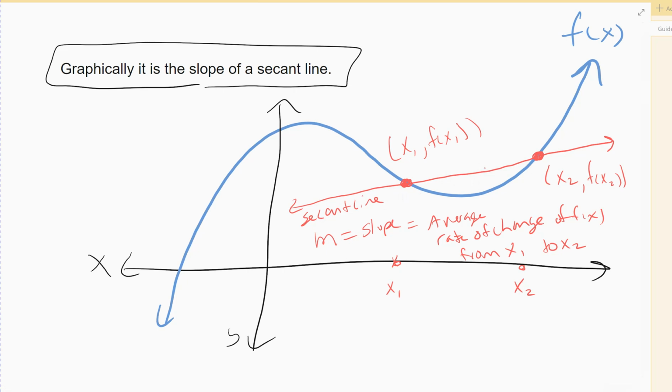All right, now we'll stop the video there to kind of get you to understand what the average rate of change is. In the next video, I'm going to introduce the difference quotient, which is just an algebraic way to simplify the average rate so that we can manipulate it more. All right, and we'll do that in the next video.